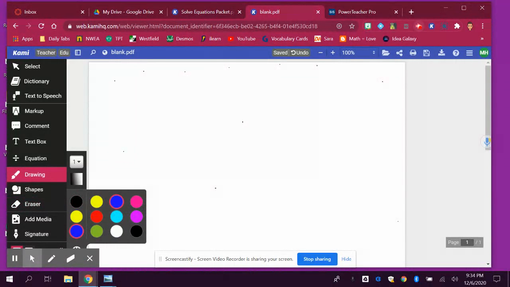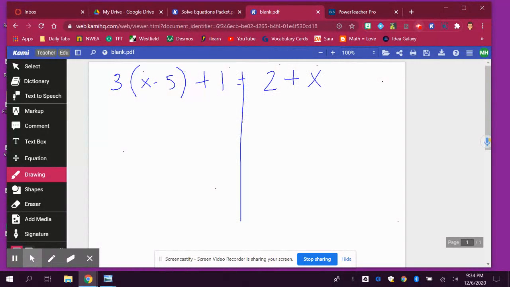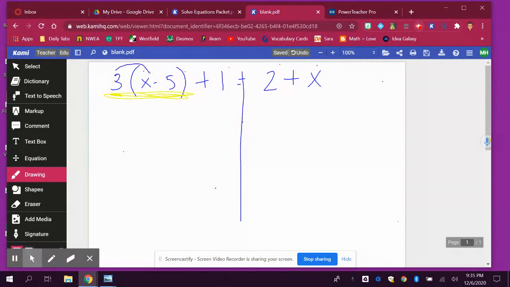All right, so let's see. If we have the equation 3 times the quantity x minus 5 plus 1 equals 2 plus x. I'm going to draw my line, and I'm going to simplify both sides as much as possible. If you look at the left side, I notice I have the distributive property, and I know that because I have a number outside of my parentheses. So I'm going to first do that distributive property.